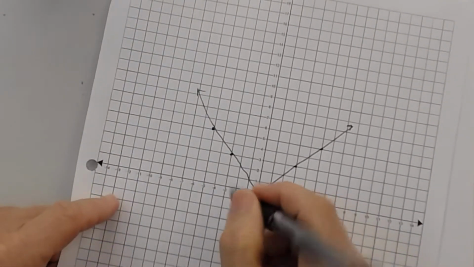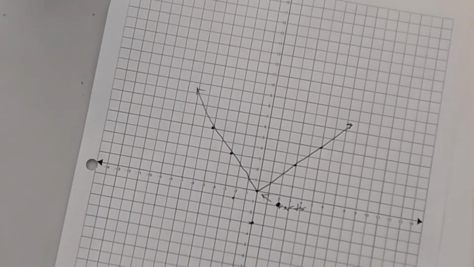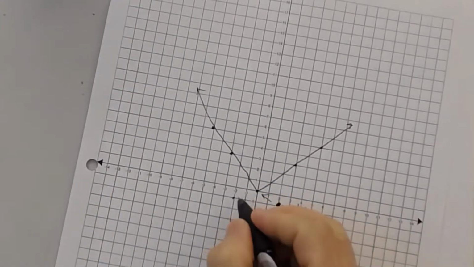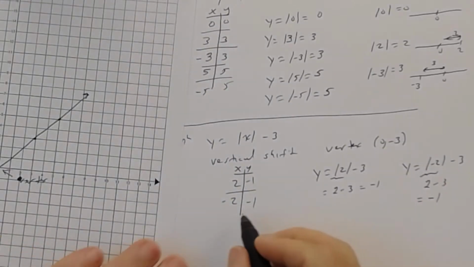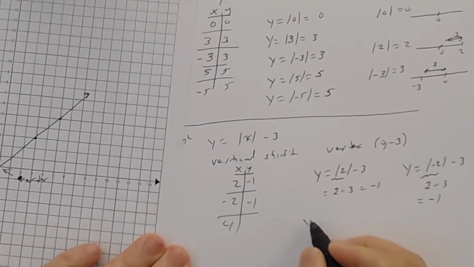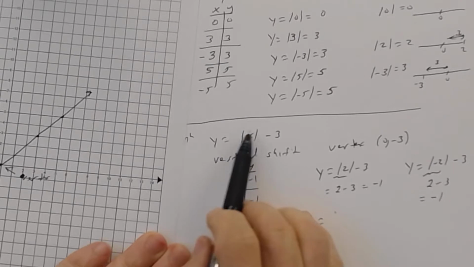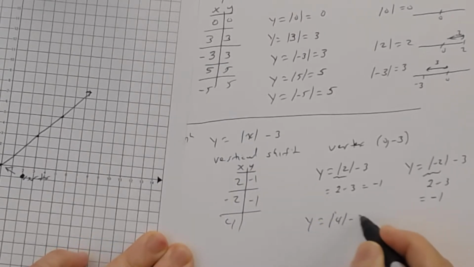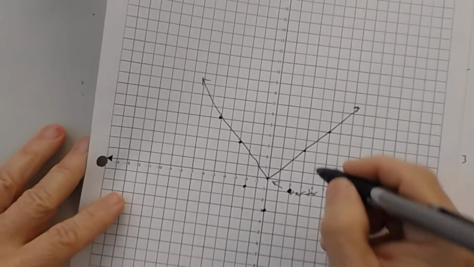All right, but again, I want 2 points to the right, 2 points to the left. So give me another x value. 4? All right, if x is 4, I get y equals, wherever we see the variable x, I plug in 4. So I get the absolute value of 4, subtract 3. What's the absolute value of 4? And what's 4 subtract 3? 1. So I plot the point 4, 1, which is here.